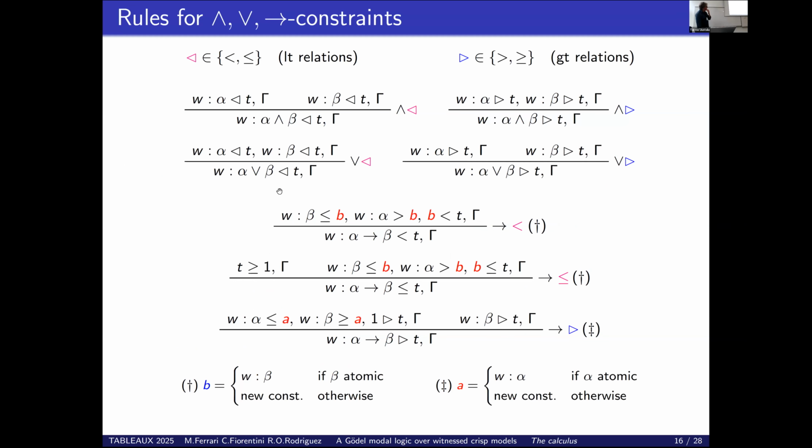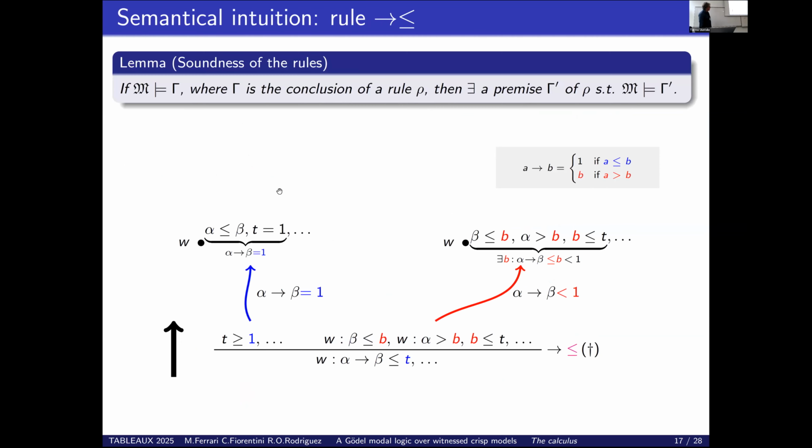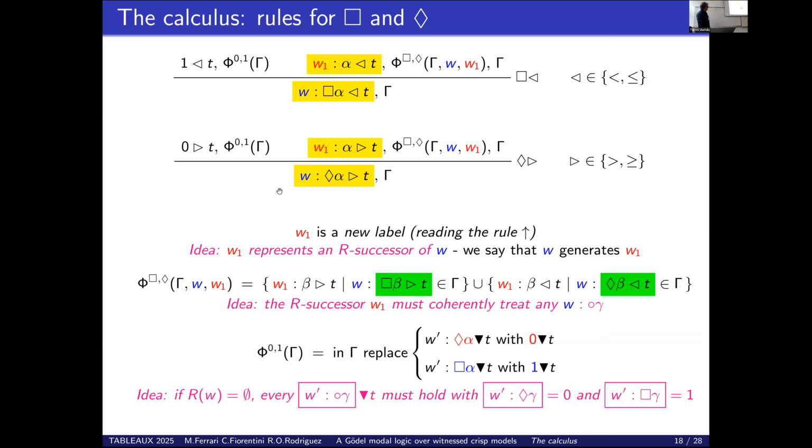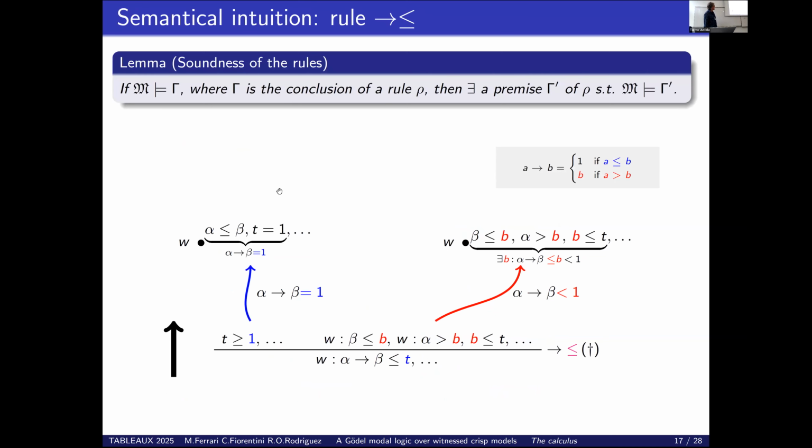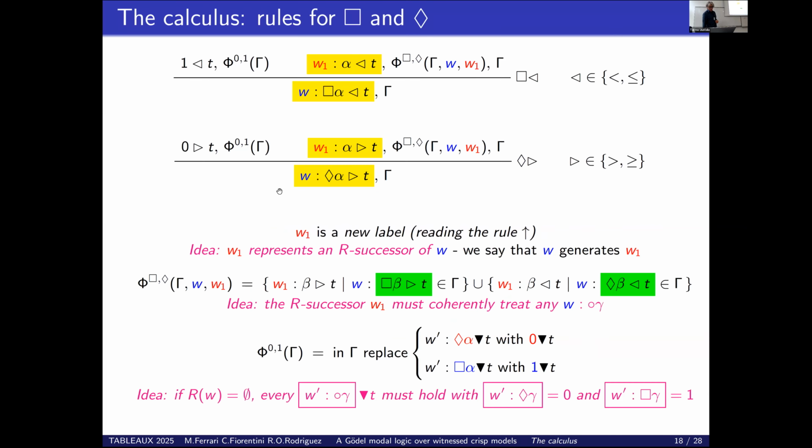Well, these are the rules. I only show an intuition behind the rule, in the case of the rule for box. First of all, a rule is sound if anytime I can satisfy the conclusion of the rule, I can satisfy at least one of its premises.